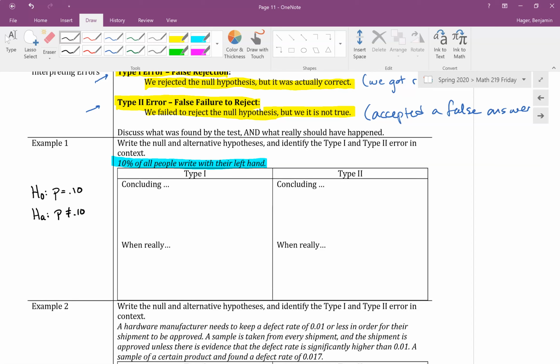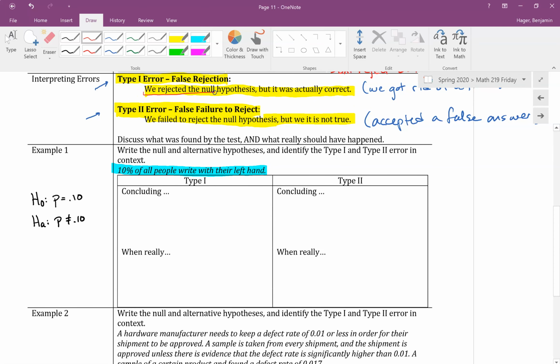So what would a type 1 error look like? Again, type 1 error is when you reject the null, but it was actually correct. You shouldn't have done it. Okay, so I'm going to just take that note. So we reject, but shouldn't. So my conclusion then would be, if I reject the null, I'm saying you're not right, I'm going with you. All right, that would be me rejecting the null.